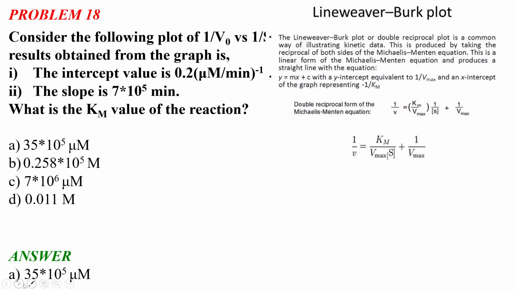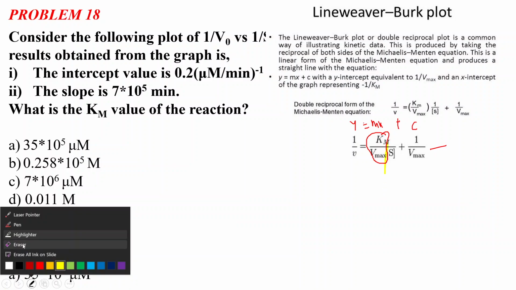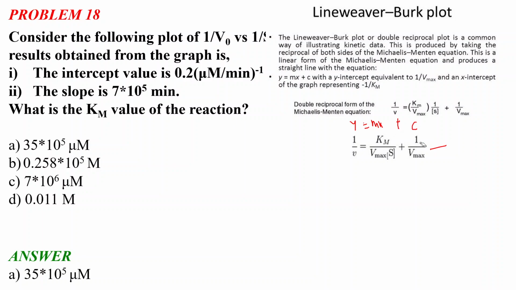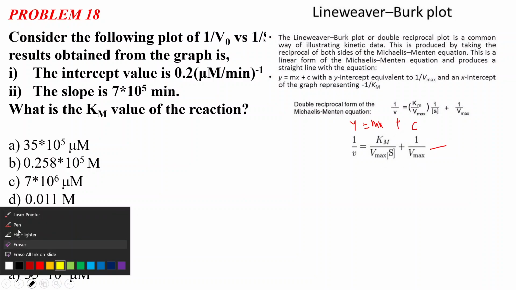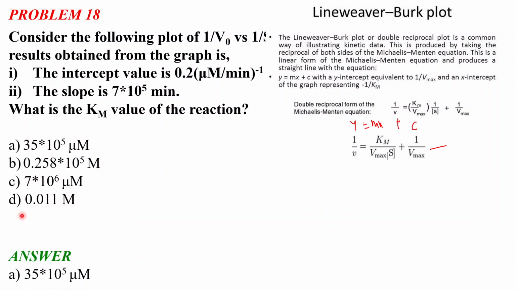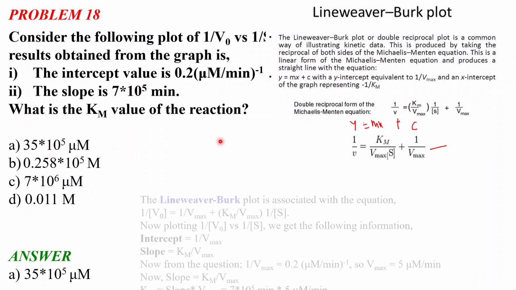Okay, so if you compare it with y equal to mx plus c, c means the intercept, so this is the intercept value 1 by Vmax, and Km by Vmax is your slope. Sorry, Km by Vmax is your slope and 1 by Vmax is your intercept. Now let's go back to our particular question. Here the intercept value is given as 0.2. Intercept means 1 by Vmax is given as 0.2 micromolar minute inverse, and the slope Km by Vmax is given as 7 into 10 to the power 5 minutes. So now from here we can solve it.